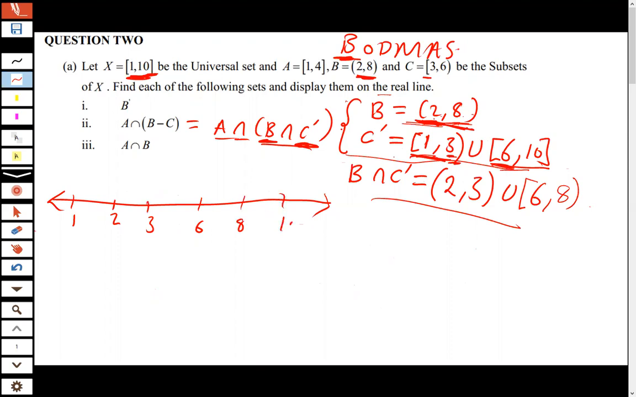So the first set, which is set B, is simply 2, 8. So it's open on both ends. It's going to be open at 2, and at 8 it's going to be open. And then I'm going to combine the two. So this is my B. Let me also write C complement on the number line. C complement is starting from 1 up to 3, and it's closed at 1 and open at 3.